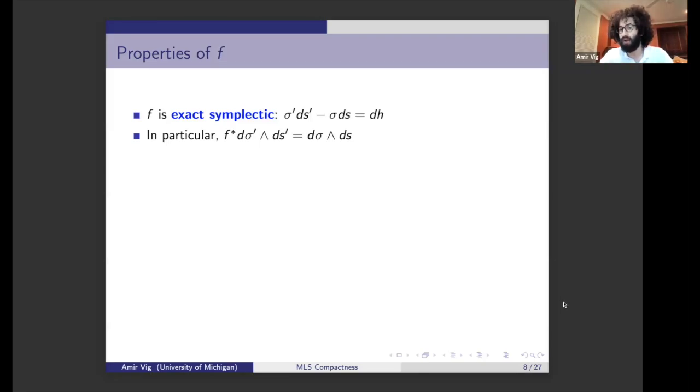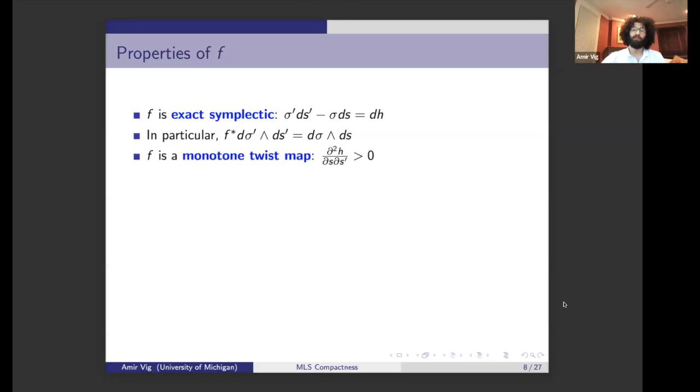This is actually the reason why we choose cosine of phi instead of just phi between 0 and pi as a coordinate. It's because the symplectic form is best defined with sine of phi d phi ds, which is the same thing as sigma d sigma ds.